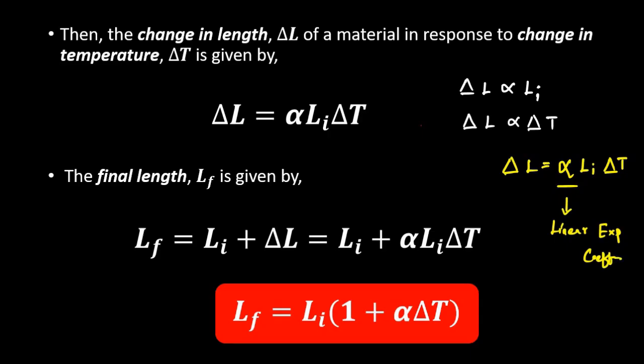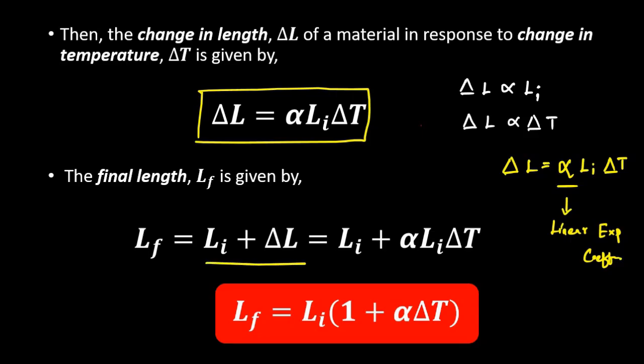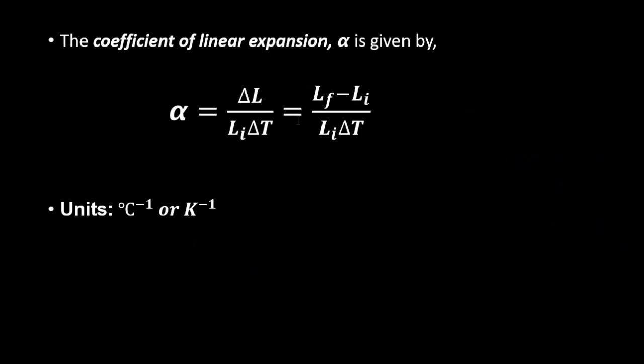So the change in length is equal to alpha Li delta T. So the final length is equal to Li, that is the initial length, plus the increase in length. So that is equal to Li plus alpha Li delta T, which is expressed as Lf equal to Li into 1 plus alpha delta T. Li is taken common.